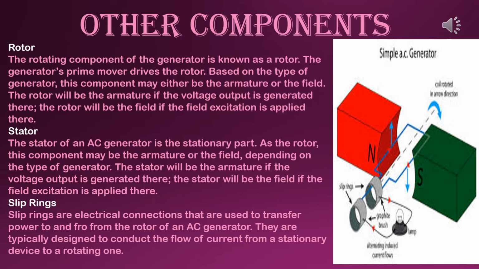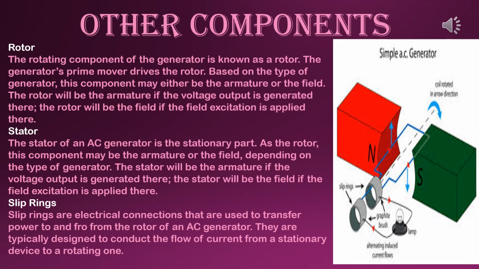The stator of an AC generator is the stationary part. Like the rotor, this component may be the armature or the field, depending on the type of generator. The stator will be the armature if the voltage output is generated there. The stator will be the field if the field excitation is applied there.